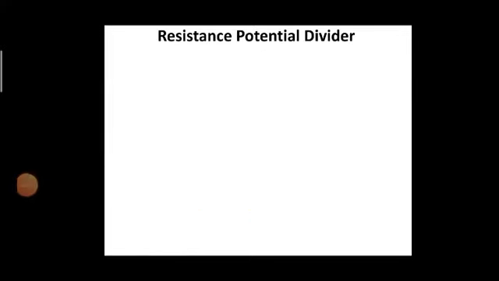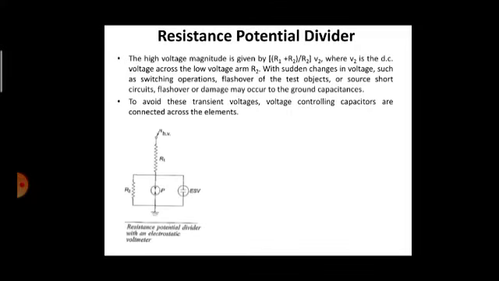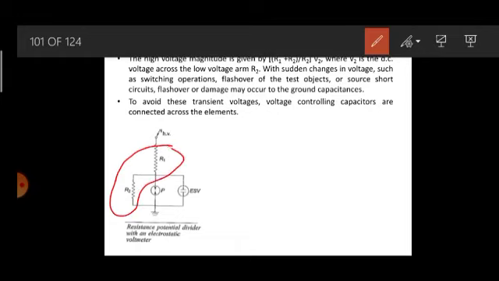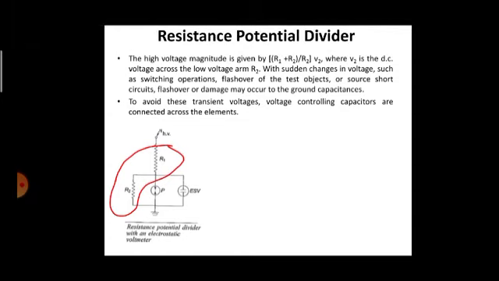So the next technique to measure high voltage DC voltages is the resistance potential divider circuit. This resistance potential divider circuit can be implemented using an electrostatic or a high impedance voltmeter. The influence of temperature and the voltage on the elements is thus eliminated in the voltage divider arrangement. Okay, so this is the circuit where you can see the voltage divider arrangement. The high voltage magnitude is given by V2 into (R1 plus R2) by R2, where V2 is the DC voltage across the low voltage arm, R2.